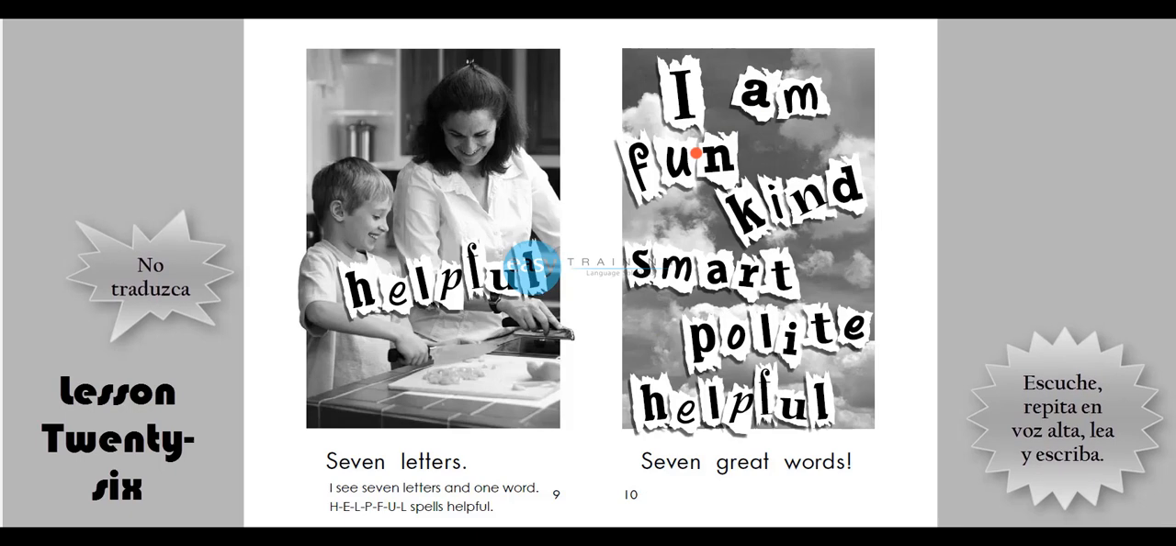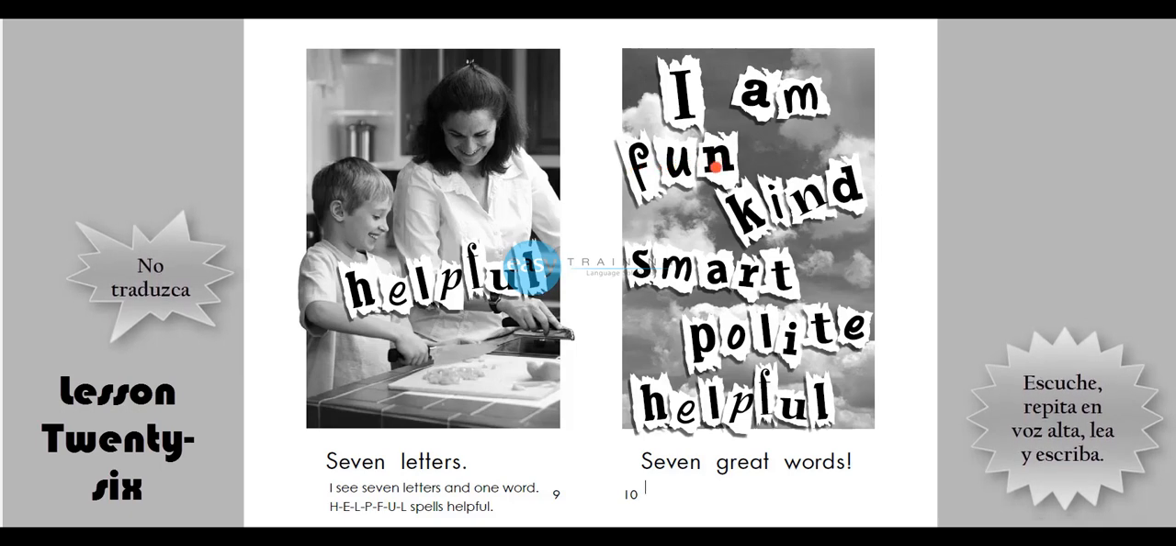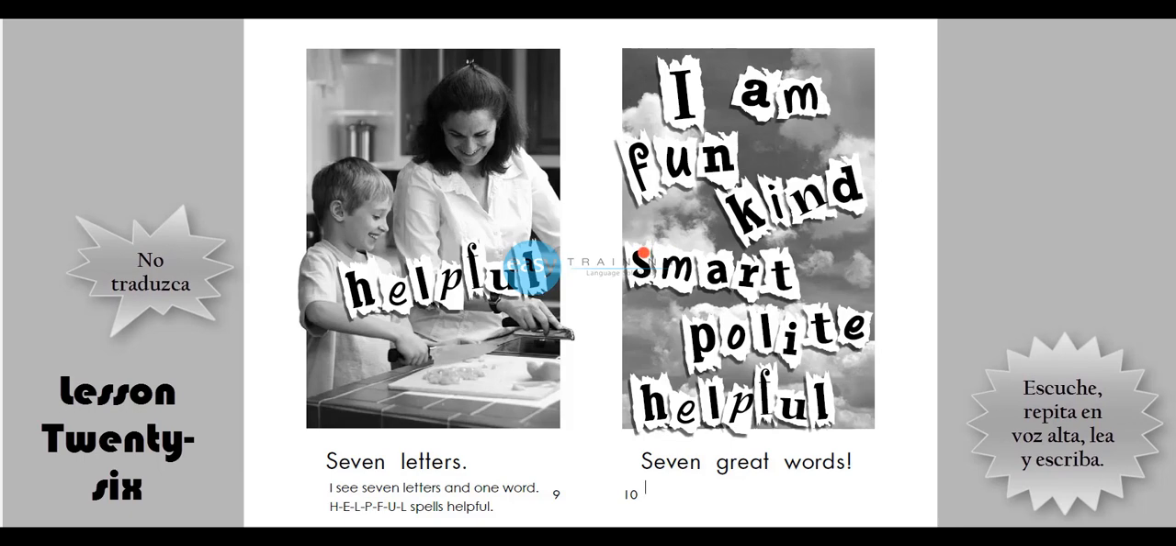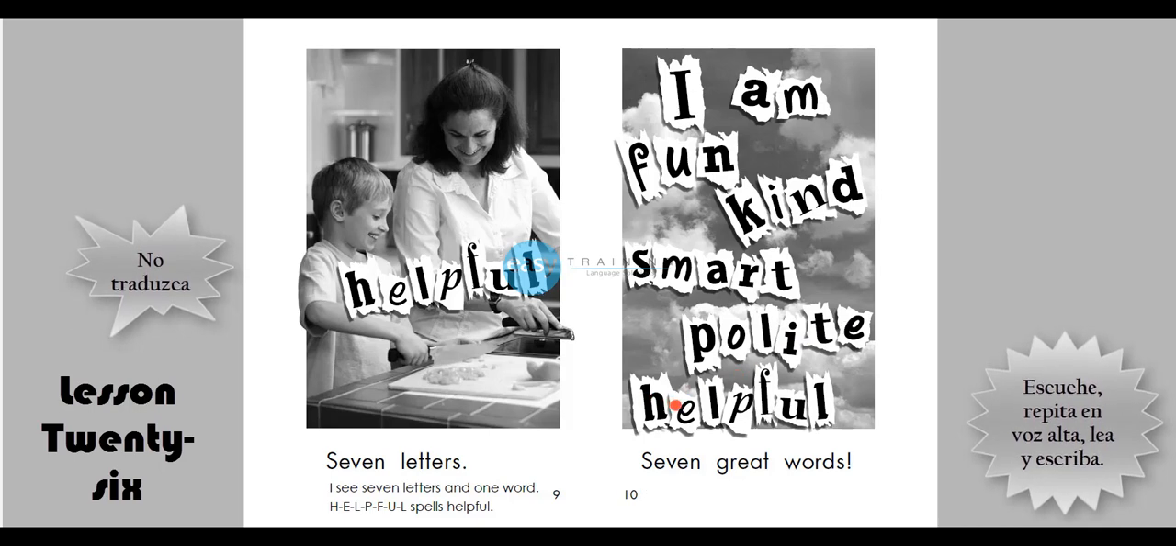I am fun, kind, smart, polite, helpful. Let's count letters. One letter, two letters, three letters, four letters, five letters, six letters, seven letters, eight letters, nine letters, 10 letters, 11 letters, 12 letters, 13 letters, 14 letters, 15 letters, 16 letters, 17 letters, 18 letters, 19 letters, 20 letters, 21, 22, 23, 24, 25, 26, 27, 28 letters.